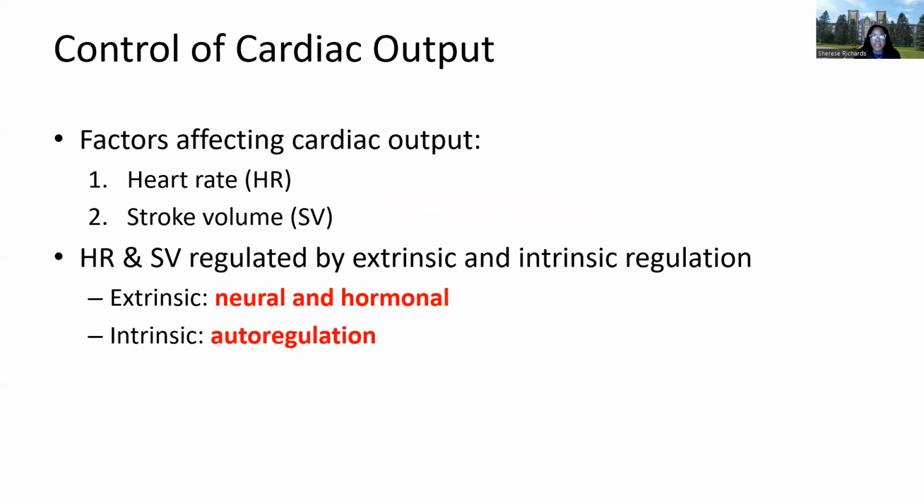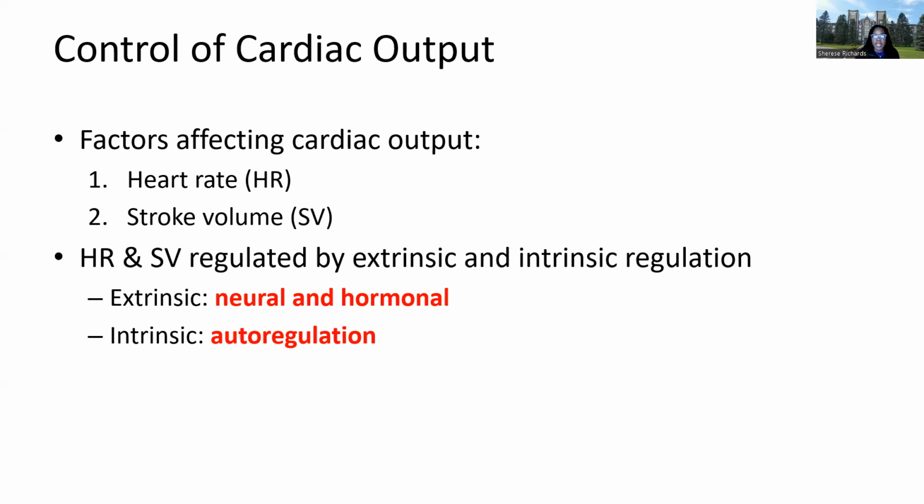Some of the factors that affect the cardiac output are going to be the two variables, right? We know that it's heart rate times stroke volume. Therefore, anything that influences heart rate will influence cardiac output. Anything that influences stroke volume will influence cardiac output as well. The ways that we can regulate this are extrinsic mechanisms and intrinsic mechanisms.